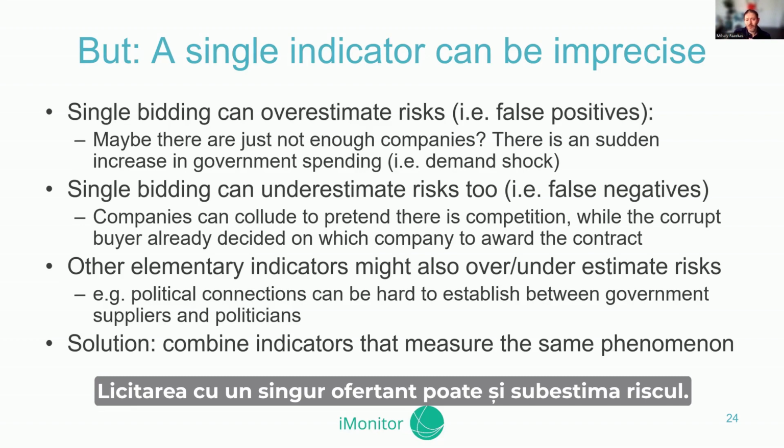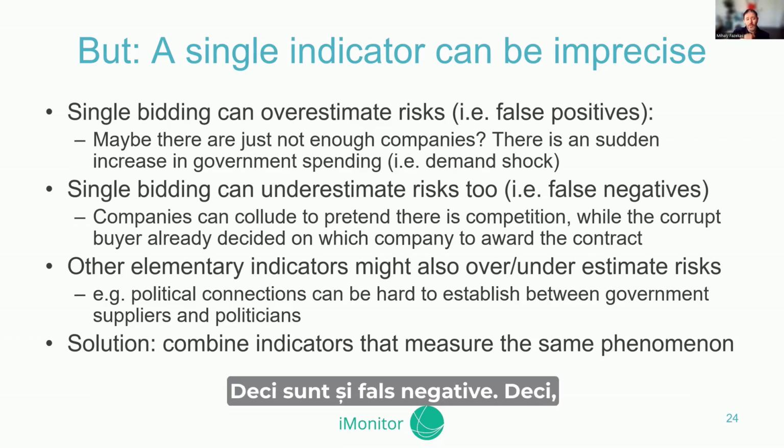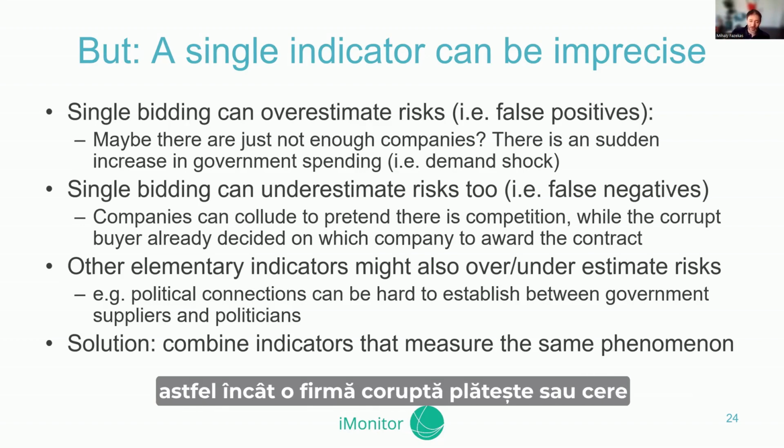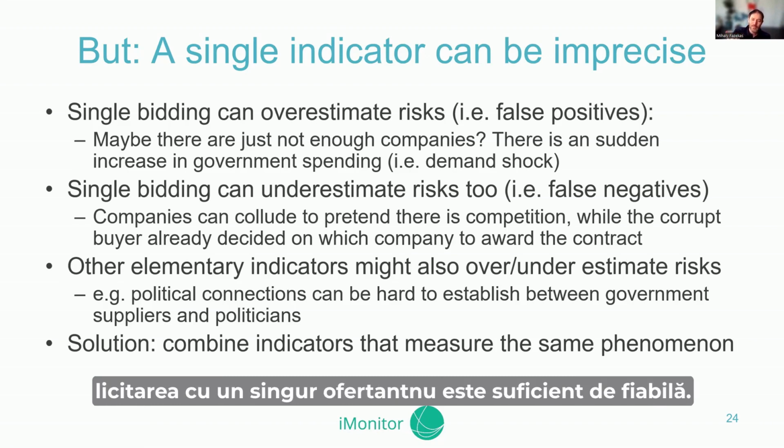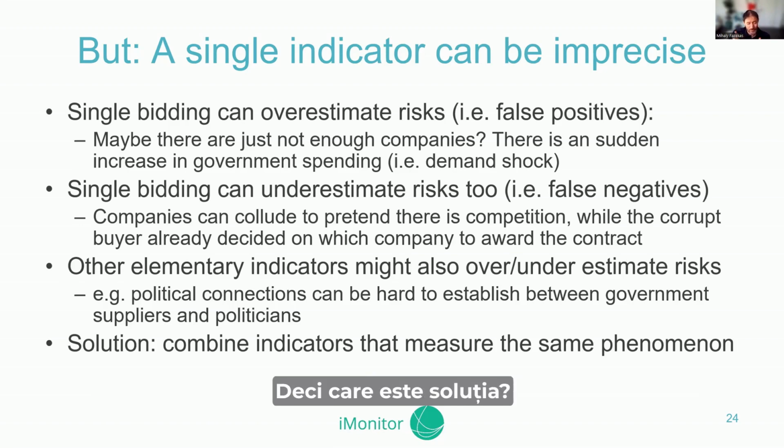Single bidding can also underestimate risk, so that's false negatives. So when companies collude, so a corrupt firm pays off or asks some other firms to submit losing bids, then we don't have single bidding, but de facto there was no competition, right? So either way, false positives, false negatives, we have a sort of measurement bias. So single bidding on its own is not reliable enough. So what's the solution?